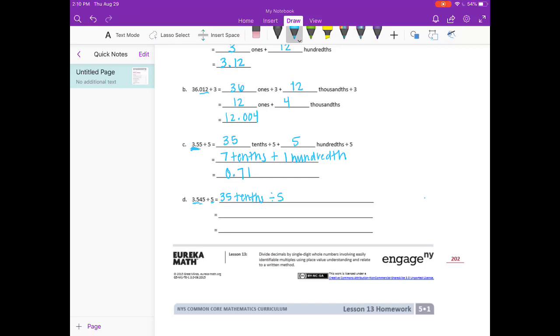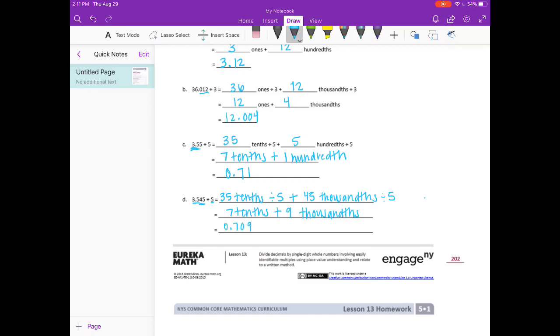And then instead of just doing 4 hundredths divided by 5, which is not easy to do, we can do 45 thousandths divided by 5. So we would have 35 tenths divided by 5, that is 7 tenths, plus 45 thousandths divided by 5, that's 9 thousandths. And our answer, 7 tenths plus 9 thousandths, would be 709 thousandths.